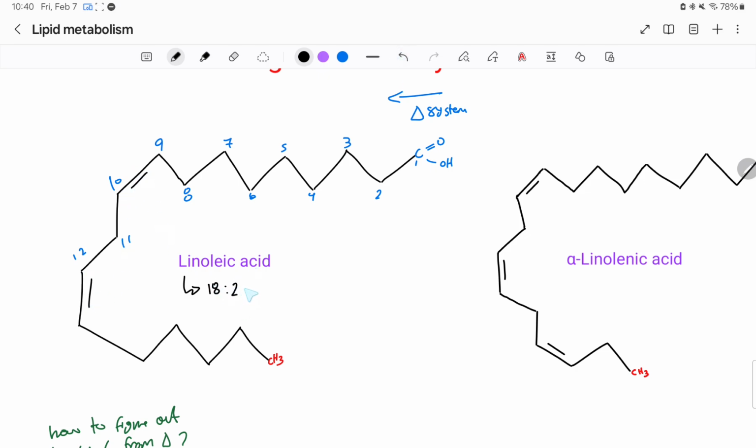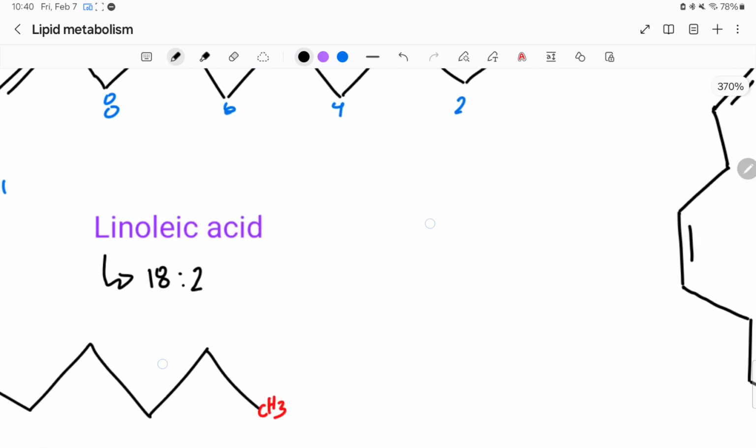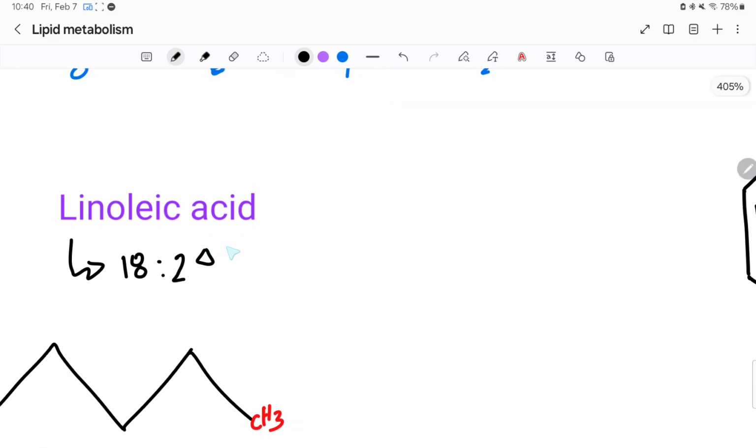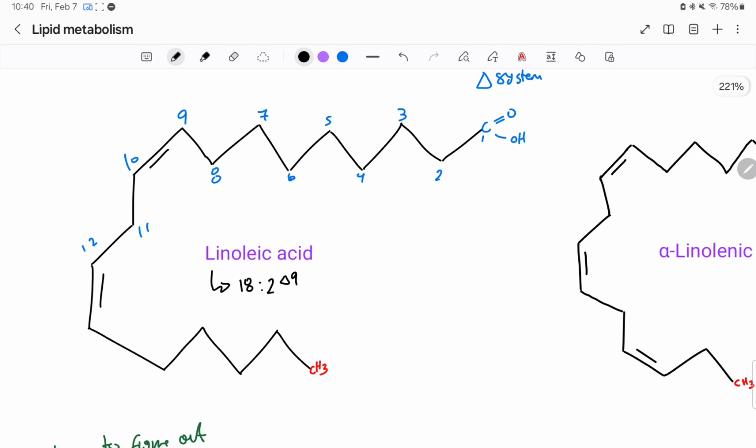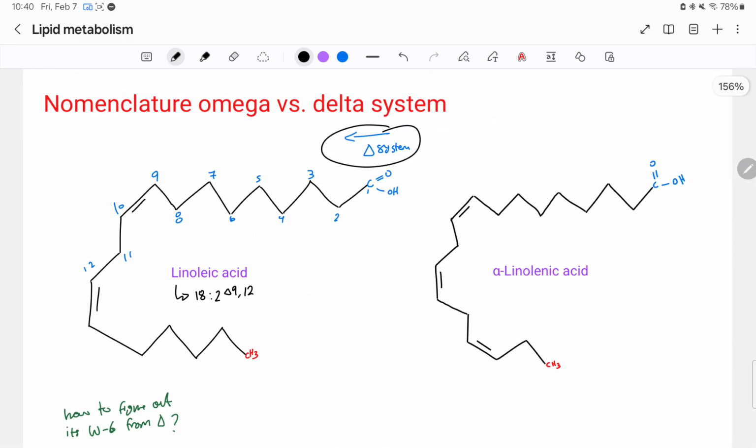Okay. Now, as it relates to where they are, it is at the delta 9 position and the delta 12 position. So delta 9 and delta 12. Why? Because the first double bond we saw was at 9th position. The second double bond we saw was at the 12th position. Okay? So that's how we count from the delta system and how we can write it in the name.